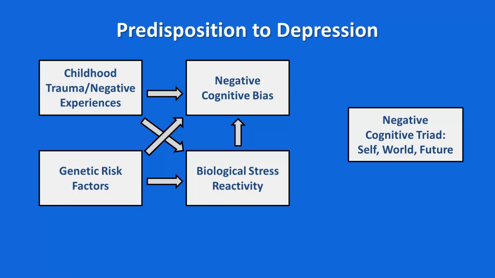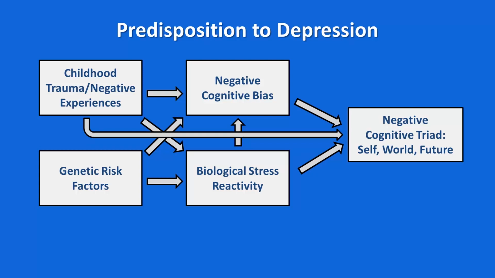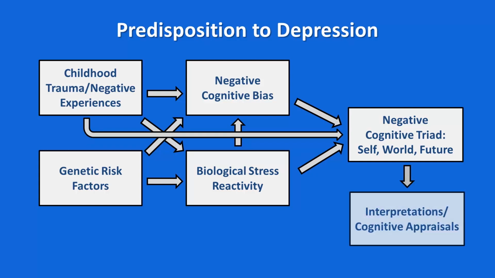And these negative core beliefs develop as a result of our negative information processing biases and our increased biological reactivity to stress, as well as directly out of our adverse childhood experiences. Now, our core beliefs affect how we interpret information. And so, given a similar set of circumstances and similar information, our cognitive appraisals and what we make of this information and how we interpret it will be different depending on our core beliefs.